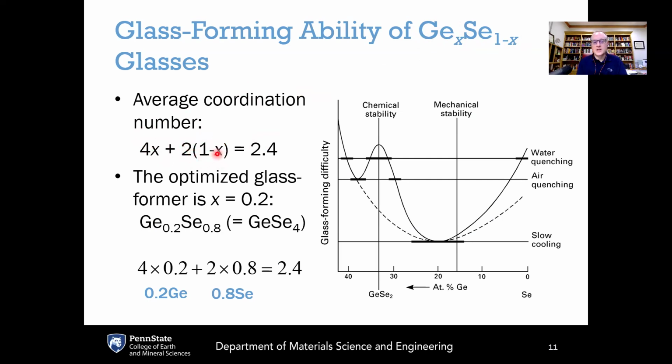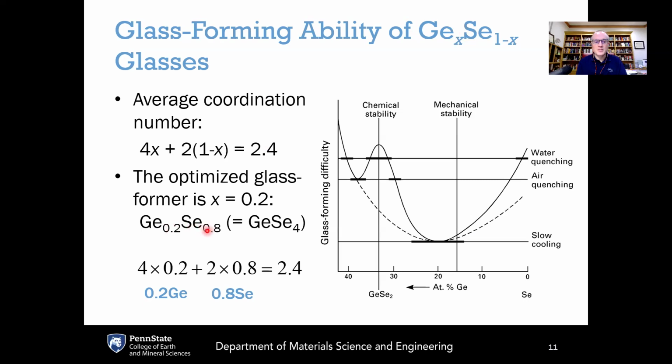And in order to get the optimized glass former, we set this average coordination number equal to the rigidity percolation threshold of 2.4. If we solve for x, this gives us that the optimized glass former occurs at x equals 0.2. In other words, this occurs at Ge0.2Se0.8. This is how you would write it in terms of mole fractions.